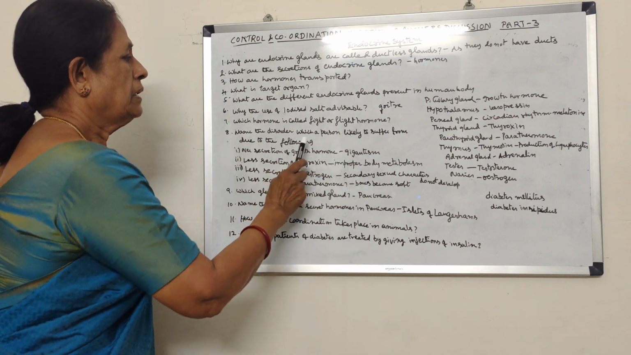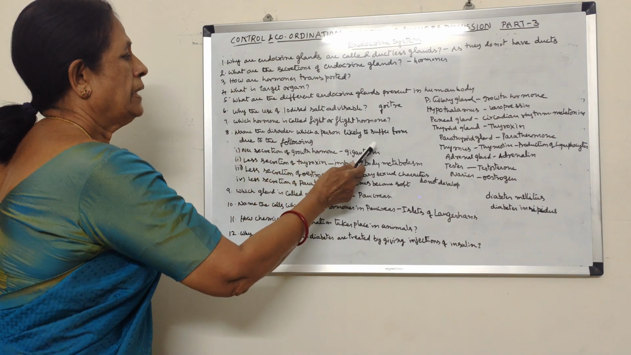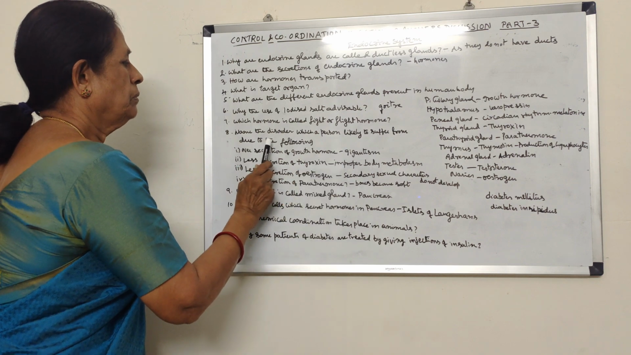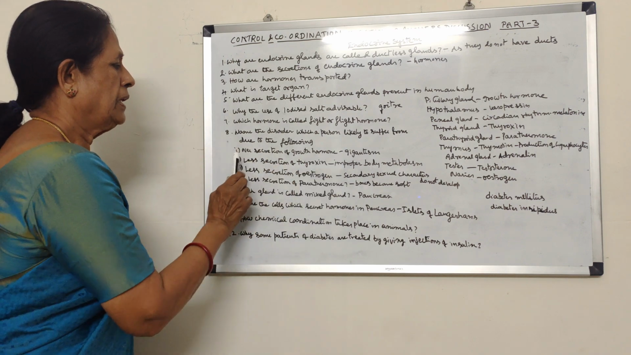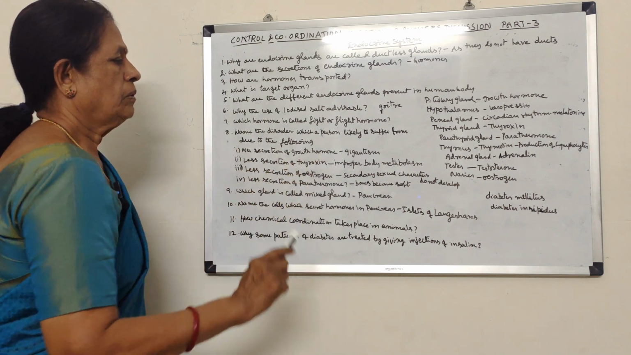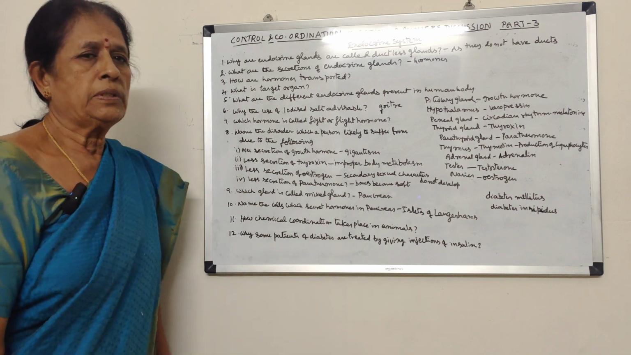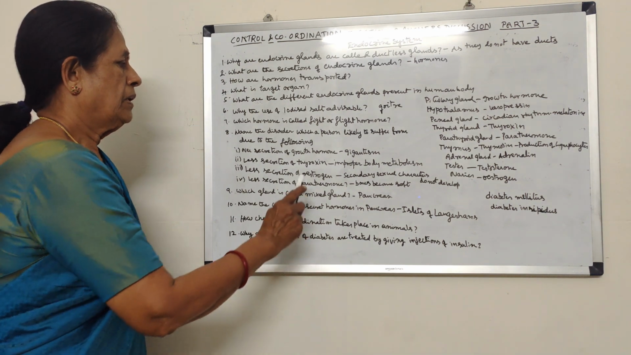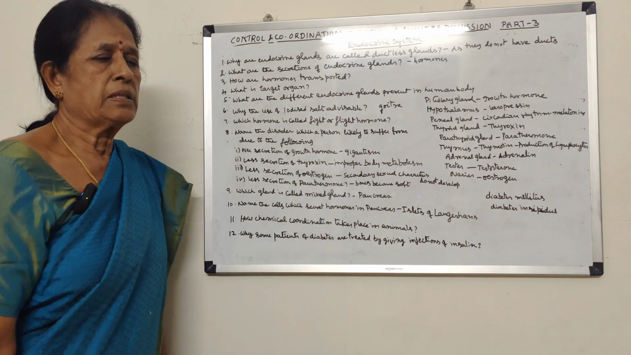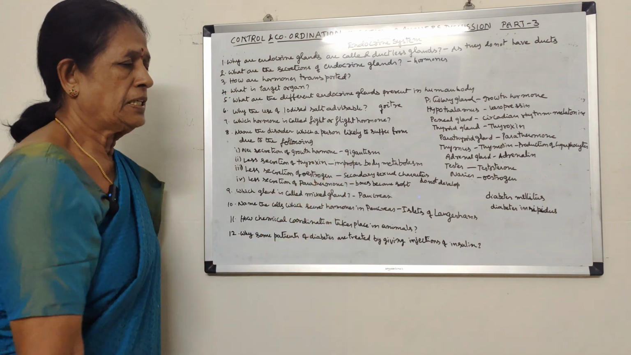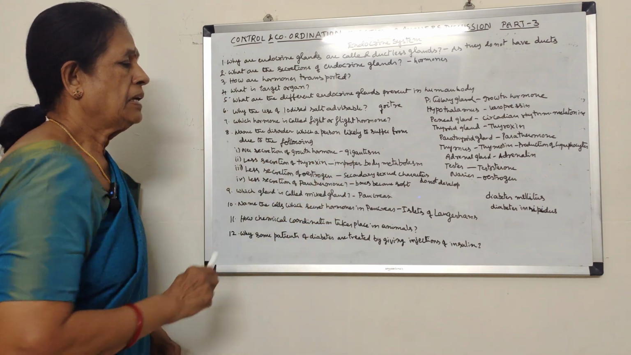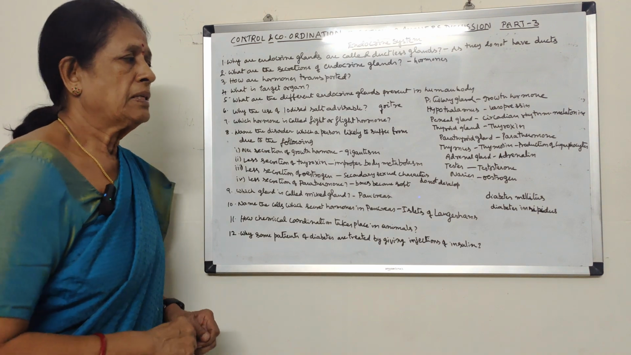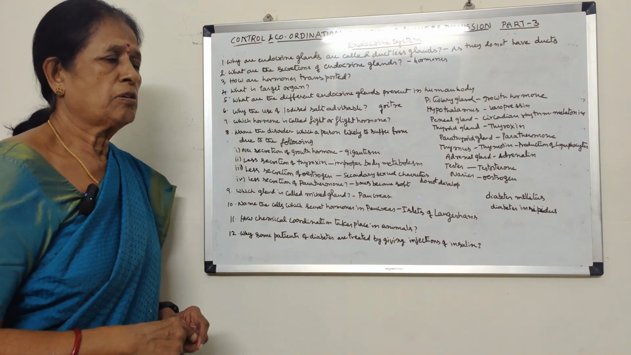And name the disorder which a person is likely to suffer due to the following. Oversecretion of growth hormone. Growth hormone is secreted by the pituitary gland. If it is oversecreted, the person grows extremely tall, which results in gigantism. If it is secreted in less quantities, the growth of the person will be stopped.